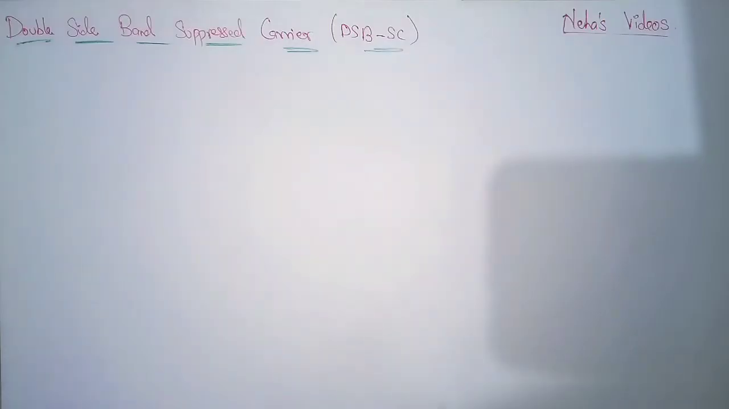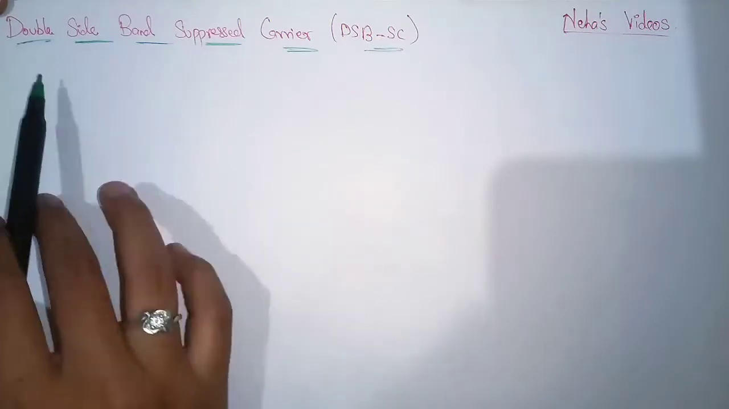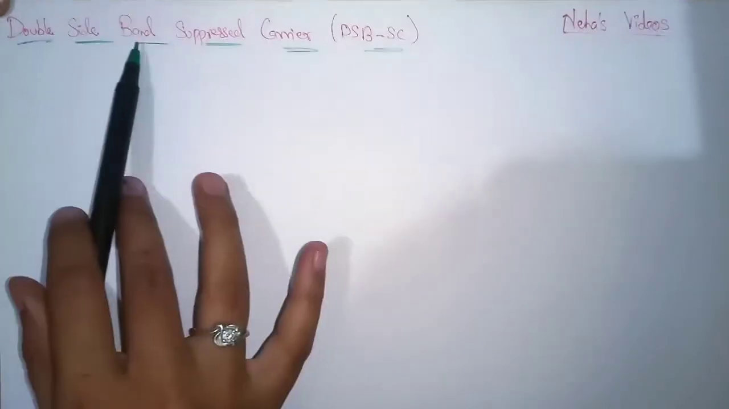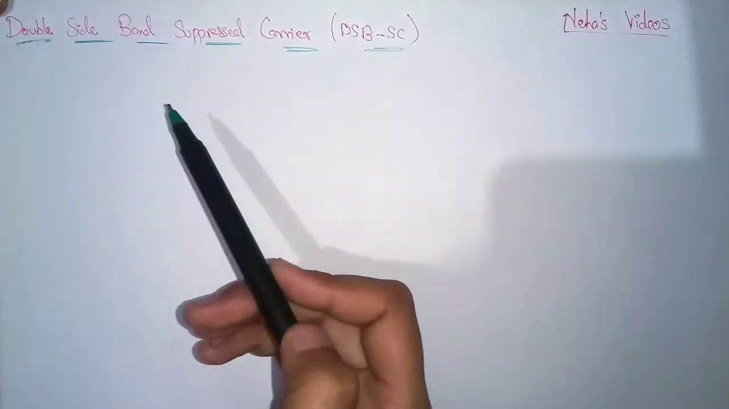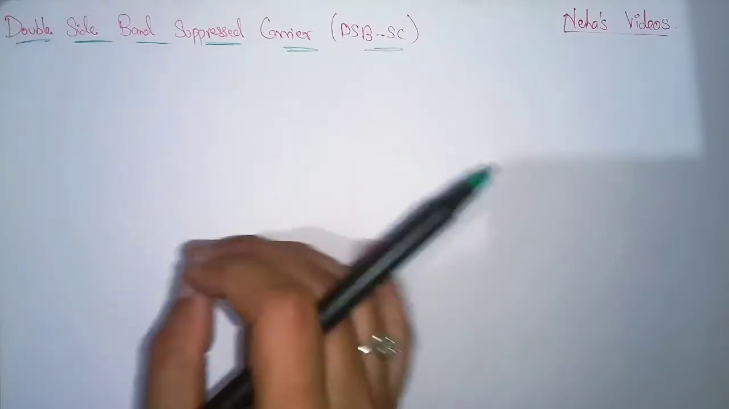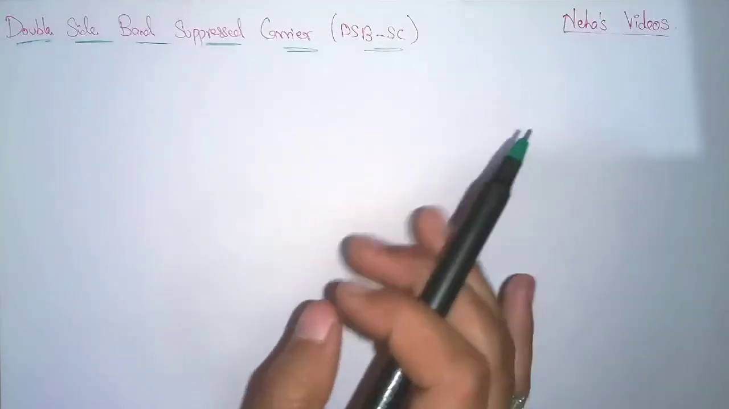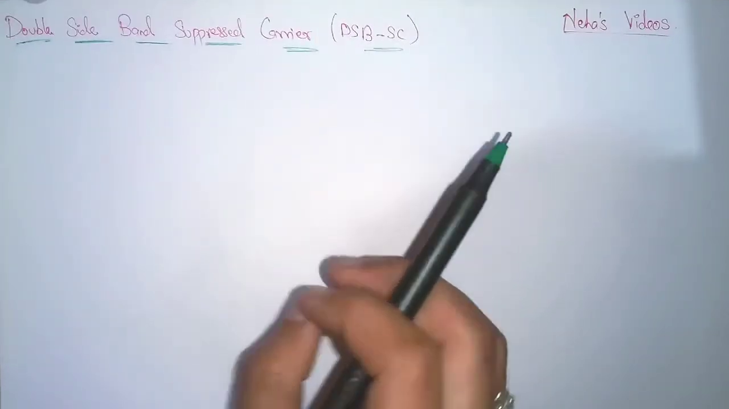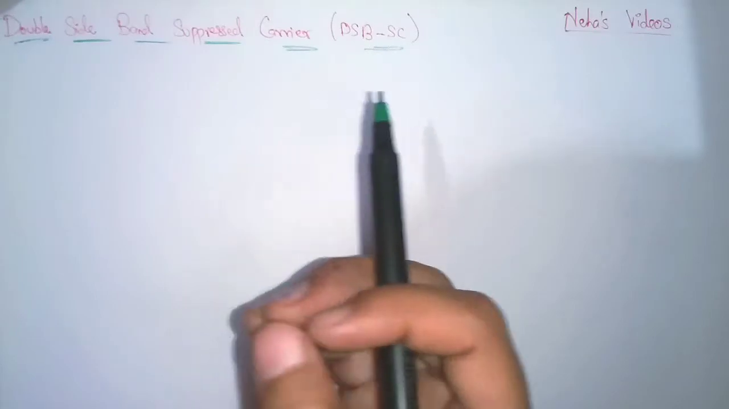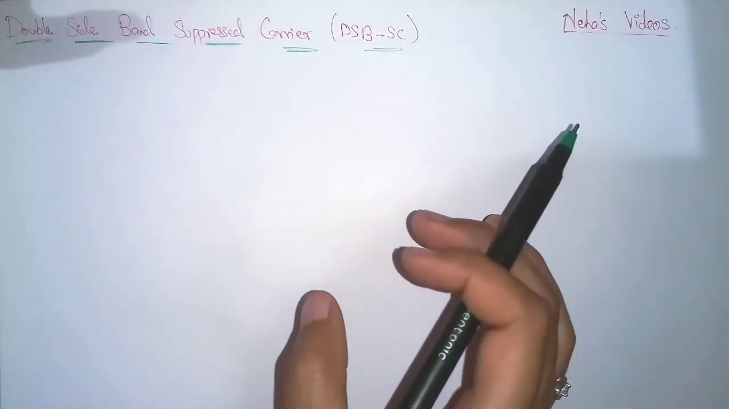So let's start with the title, why it is called double sideband suppressed carrier. The double sideband name represents the sidebands of the signal after the Fourier transform, which we will see, and the suppressed carrier says that the carrier signal is not transmitted in this system. That means the power used for transmission of the carrier signal is saved in this system.